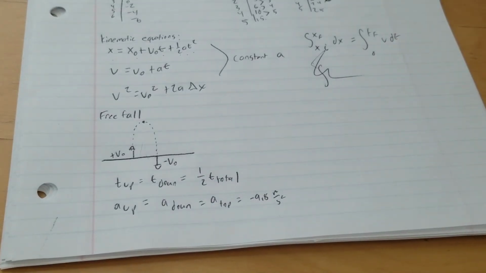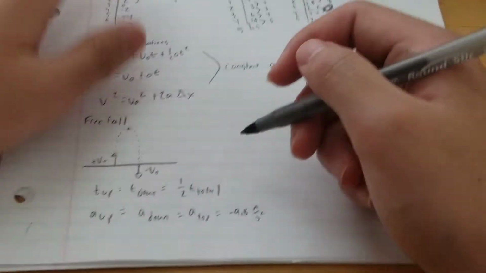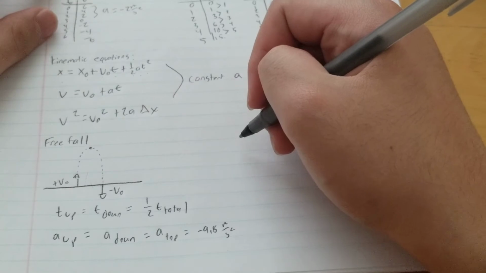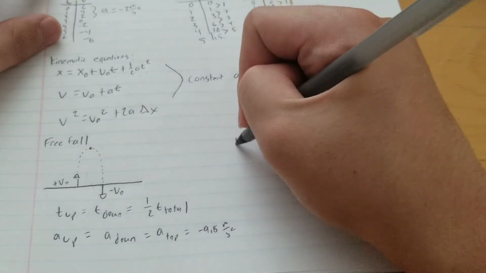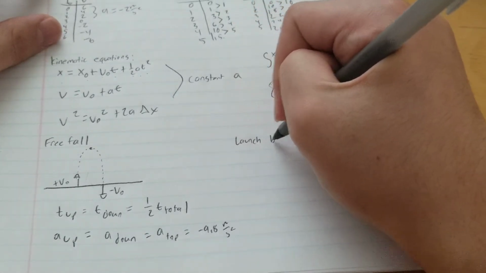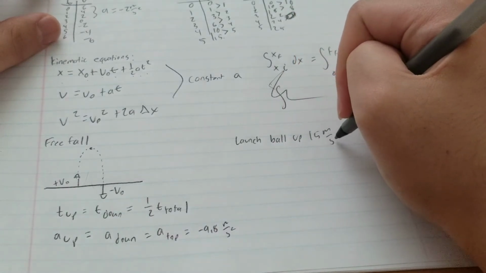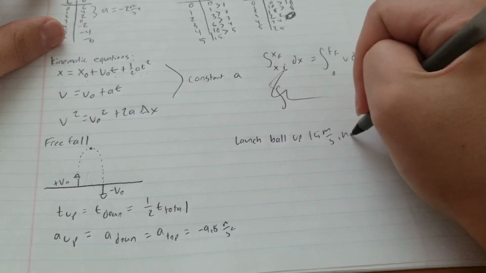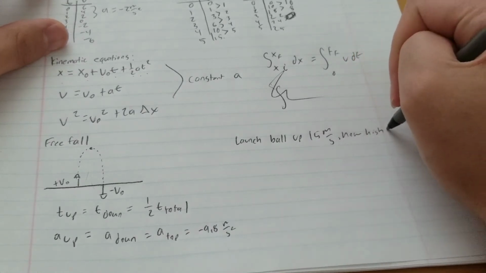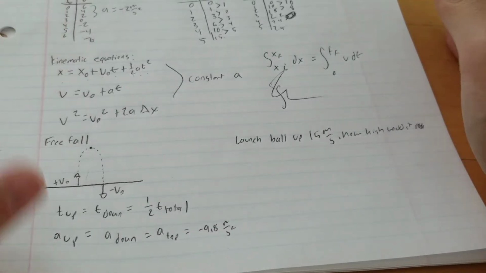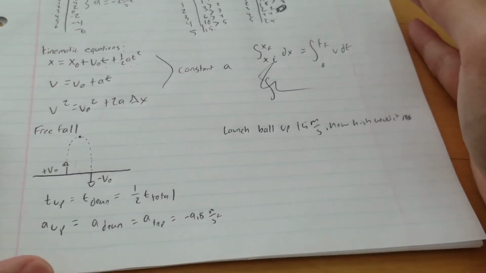So an example of a type of problem you might get is that the problem asks you to launch a ball up. Let's say launch a ball up at 15 meters per second. How high would it reach? Pretty simple, really.